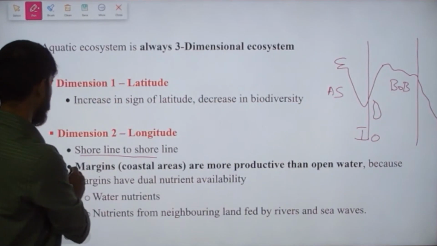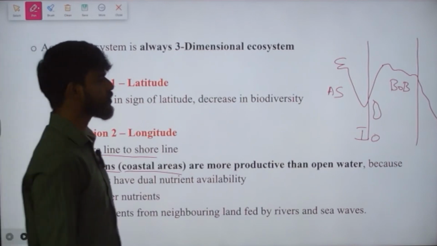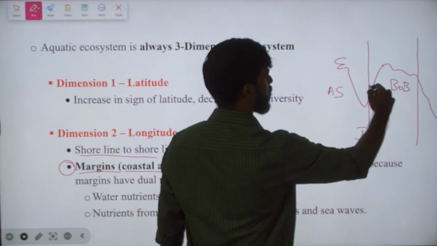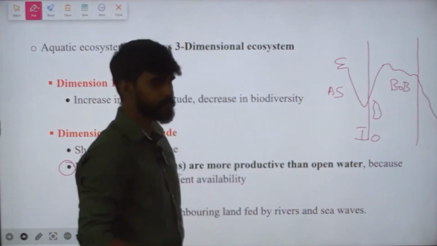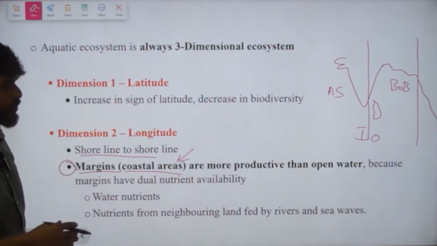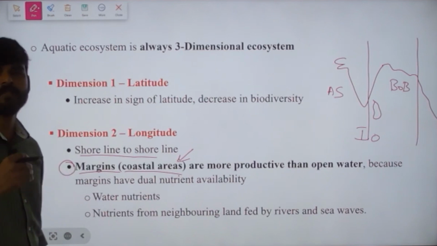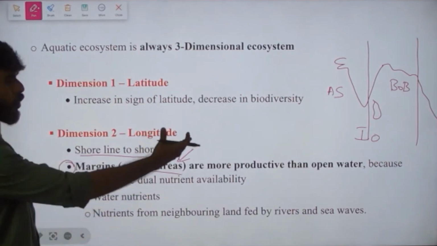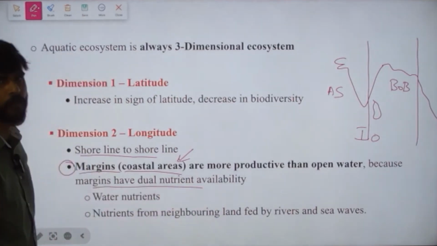And what is the important point here? Margins, that is coastal areas, are more productive than open water. So Indian Ocean here is open water, but this is a marginal area. I mean it is near the coastal waters. Those regions are called marginal water bodies. So those marginal water bodies will be more productive, which means biodiversity will be higher in those water bodies when compared to open water. Here the open water example is Indian Ocean. This is because margins have dual nutrient availability.